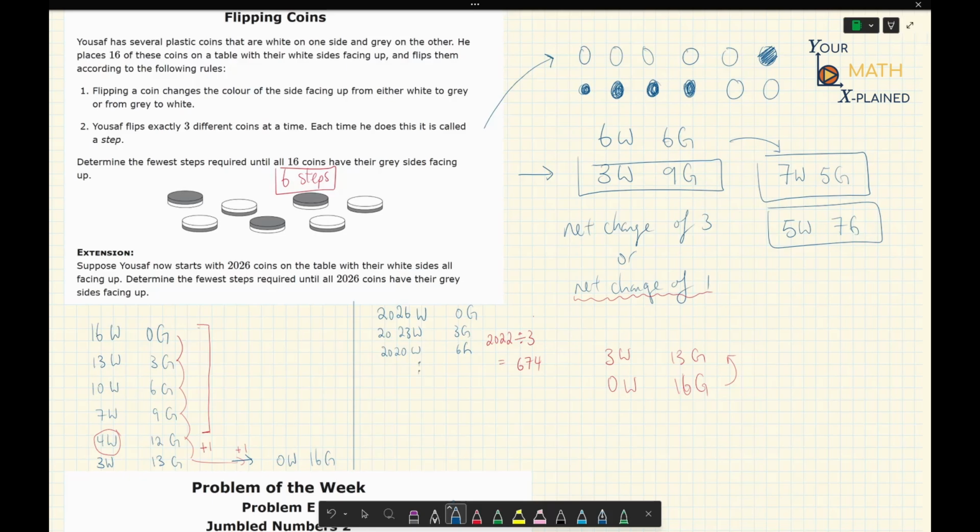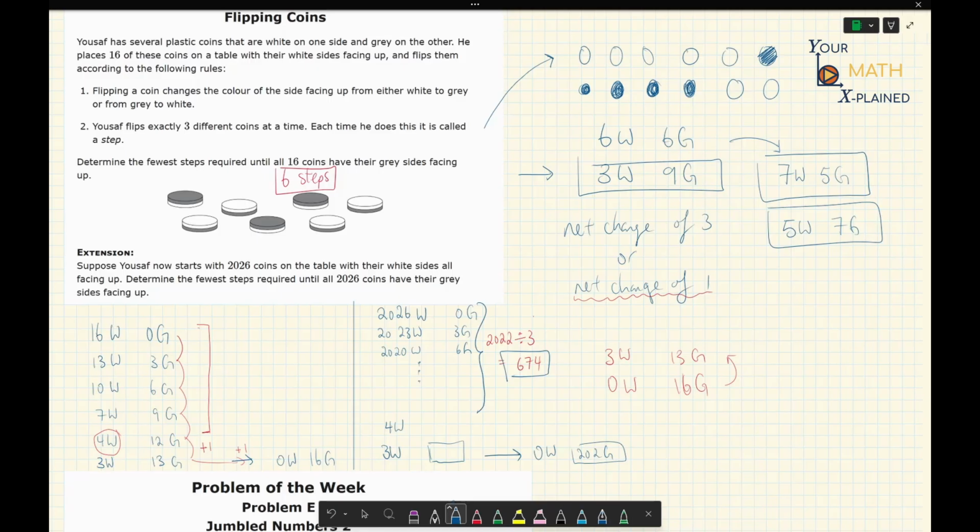So if we move all the way down, we will get 4 white and a bunch of grays that we actually don't really care about. We just have 4 white coins left, and we've shown through the division here that that's 674 steps. Our next move is to create that net change of 1 so that we get 3 white and then a bunch of unknown grays. Again, we don't really care about that. And then we have our final flip to make it 0 white and 2026 grays. That's allowing us to get rid of all the whites.